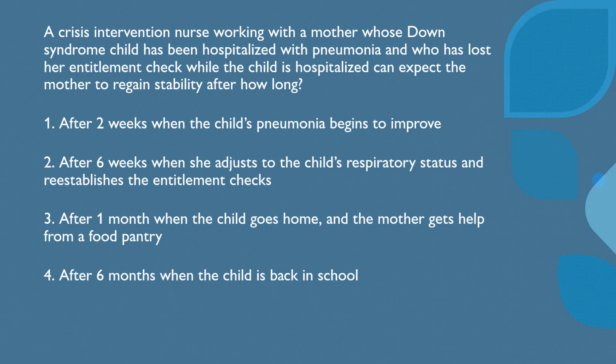A crisis intervention nurse is working with a mother whose Down syndrome child has been hospitalized with pneumonia and who has lost her entitlement check while the child is hospitalized. She can expect the mother to regain stability after how long? 1. After 2 weeks when the child's pneumonia begins to improve. 2. After 6 weeks when she adjusts to the child's respiratory status and reestablishes the entitlement checks. 3. After 1 month when the child goes home and the mother gets help from a food pantry. 4. After 6 months when the child is back in school.